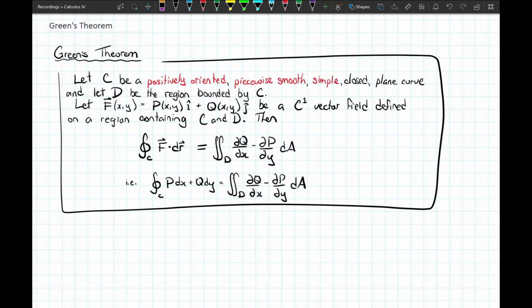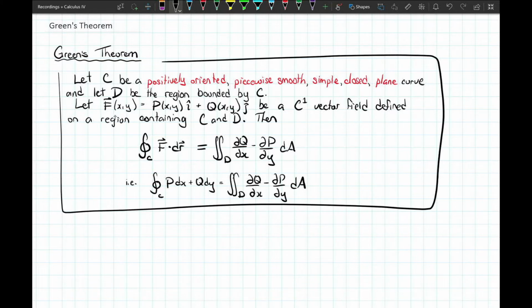Closed is fairly intuitive. Our curve is simple, but it will have to start and stop at the same point in the positive orientation. And finally, a plane curve. This is plane, P-L-A-N-E. It exists on a plane. We'll be looking at the xy plane. With all of that in mind, let's look at the region that is bounded by C. Because we know we have a simple closed plane curve, that is just going to be a nice region on the xy plane.